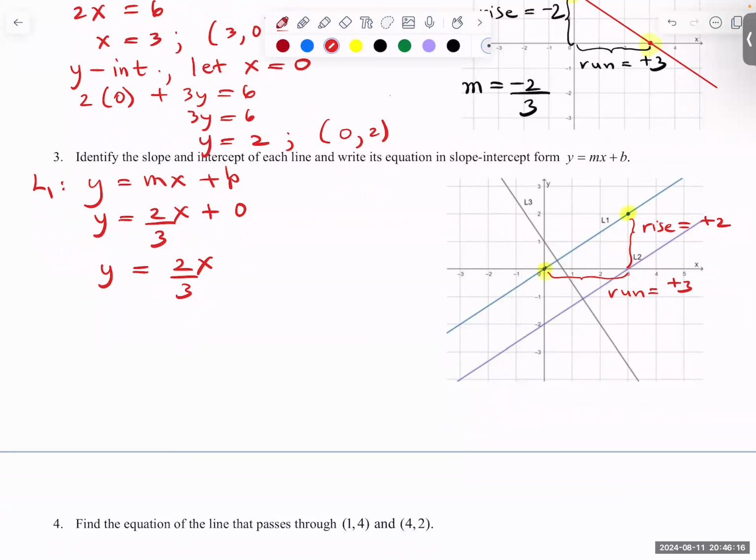Now for line 2, 2 points on the line are 0, -2, the y-intercept, and 3, 0, the x-intercept. So let's highlight those in green here. So left to right, we have a vertical rise of 2 units. So +2, and a horizontal run of +3.